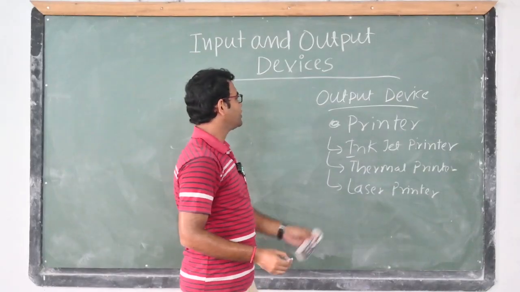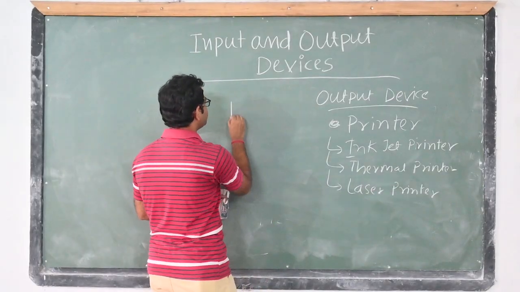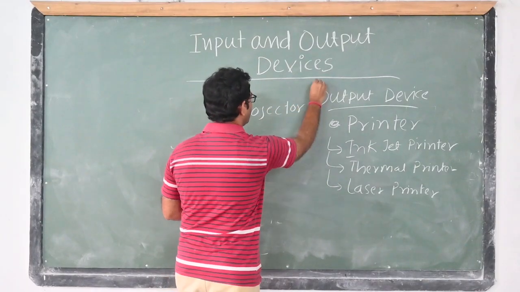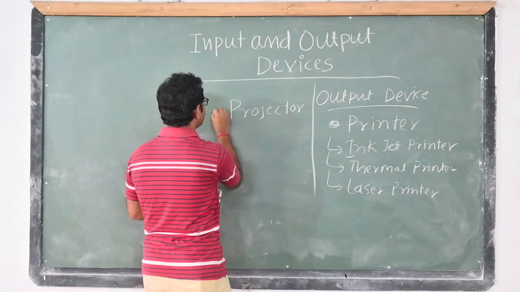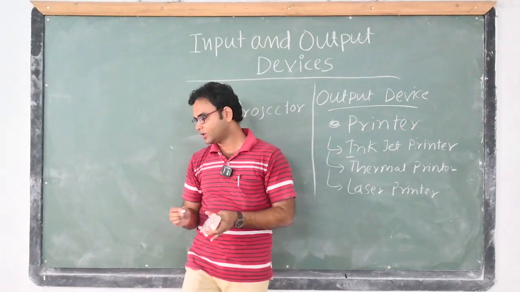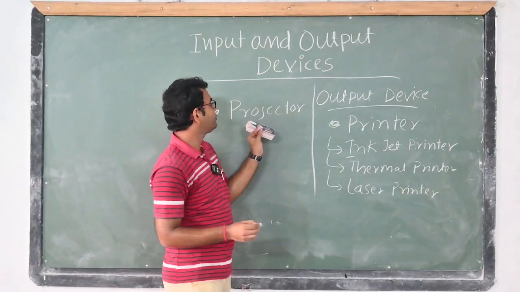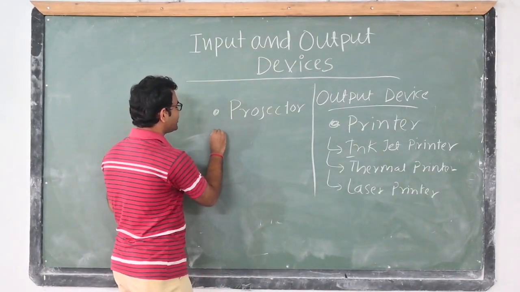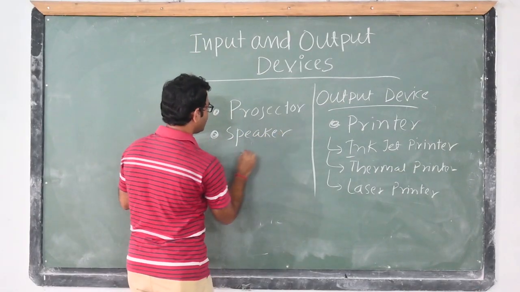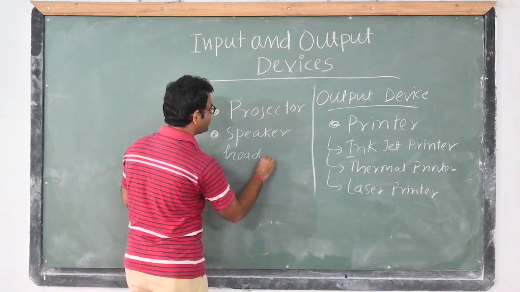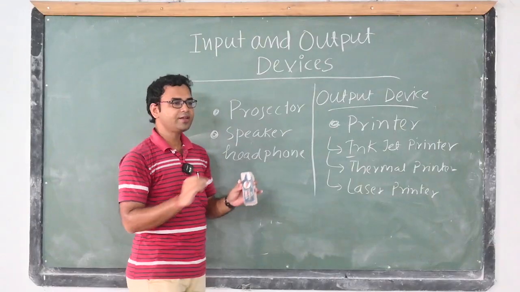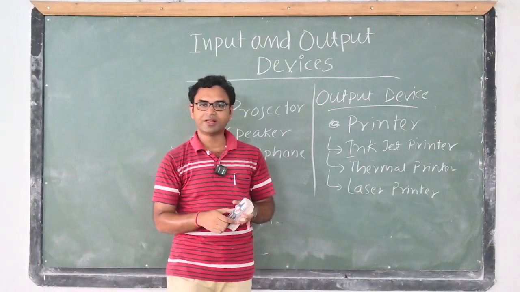Another important output device is the projector. We all use the projector in our classroom or any online session. You can see the projector in our daily life. Another one we use is the speaker. Speakers and headphones are also examples of output devices. So these are all the output and input devices we use in our daily lives.